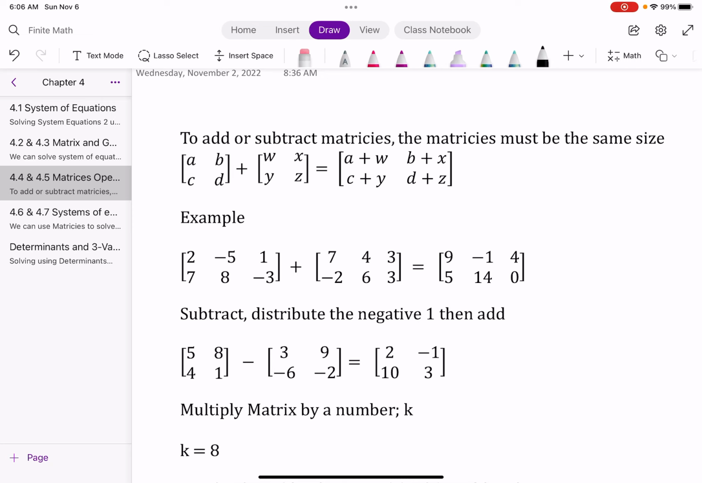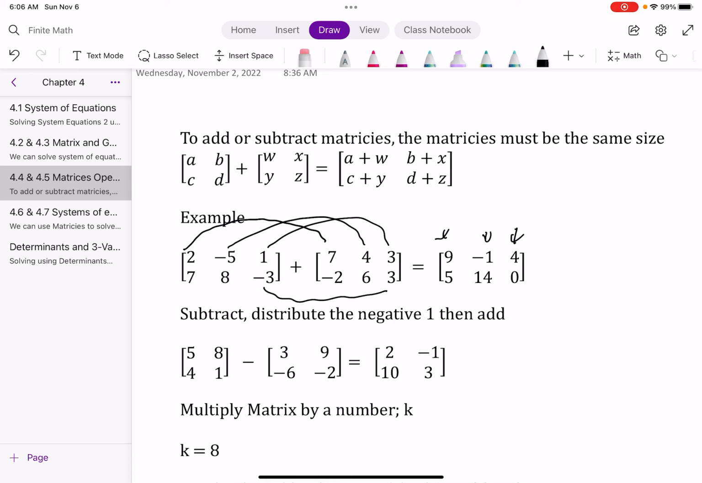take the first matrix, 2, -5, 1, 7, 8, -3, and we add it to the second matrix, 7, 4, 3, -2, 6, 3, right? So I take 2 plus 7 is 9, -5 plus 4 is -1, and 1 plus 3 is 4. Then we do the bottom. 7 plus -2 is 5, 8 plus 6 is 14, and -3 plus 3 is 0.